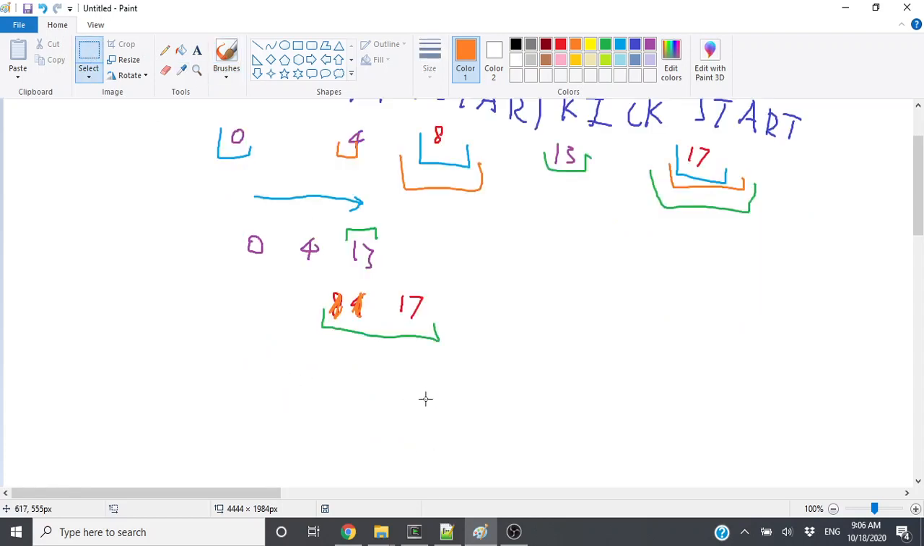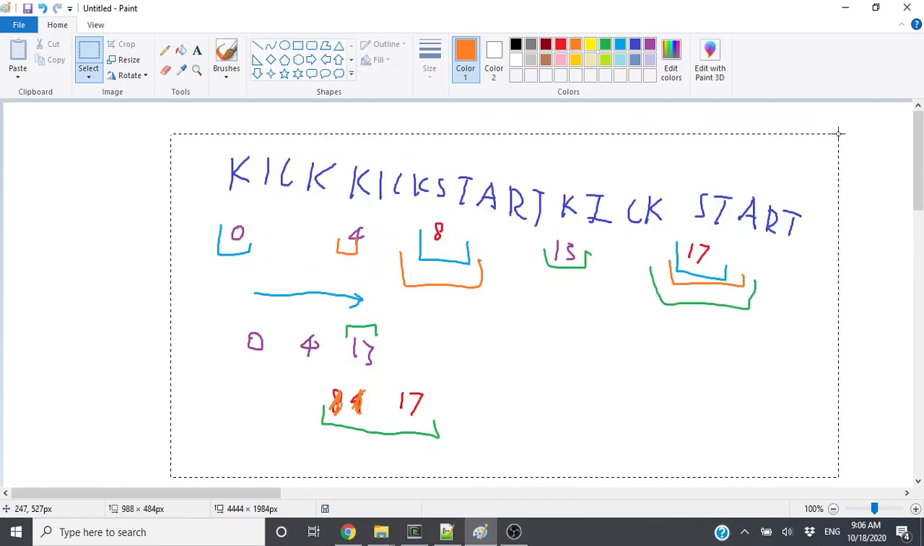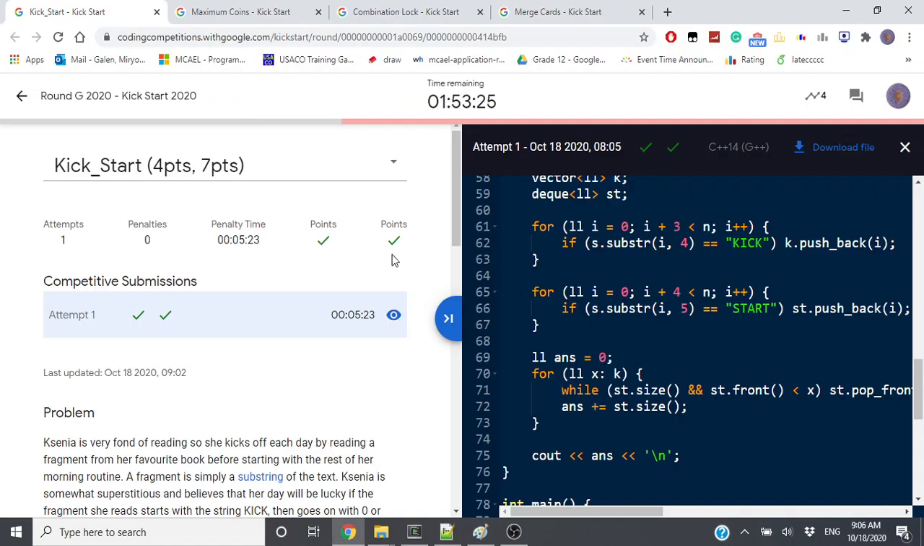Okay, one final thing, just be careful about sizes. If the deck is empty, you don't want to access an element that doesn't exist, so just handle that separately. Yeah, okay, that is the first one.